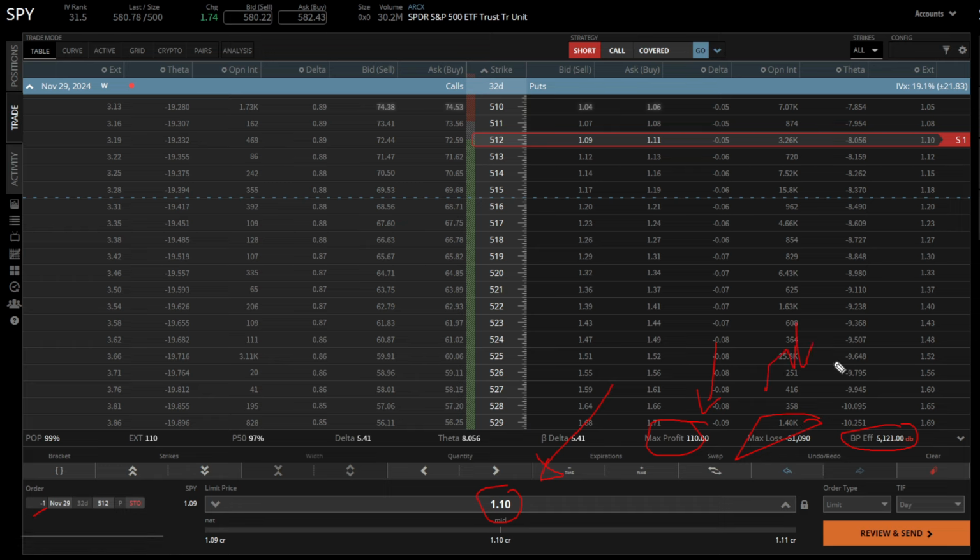But don't get confused by this number here. Do not get scared by this number here. This is, guys, if the SPY goes to 0. But if the SPY goes to 0, I can guarantee to you, you're going to have way more things to worry about than this trade, okay?